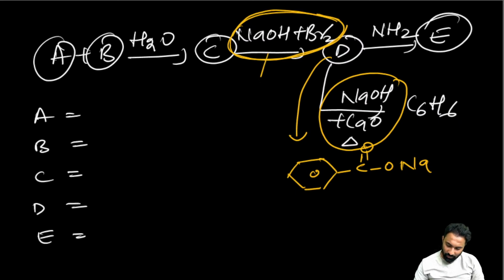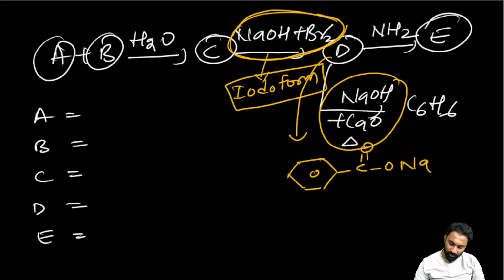This is an iodoform reaction. Okay, this is iodoform. Now try to predict the C. Here COH plus CHBr3.